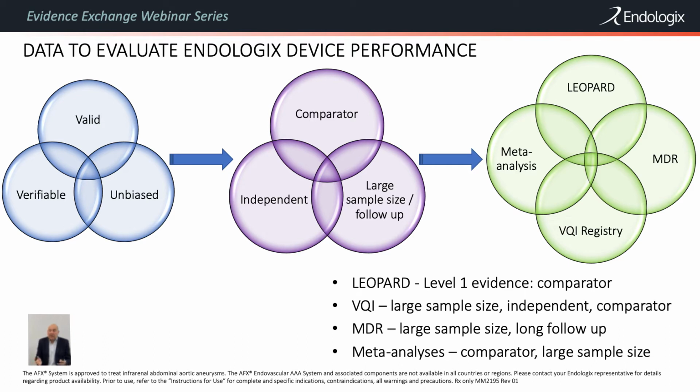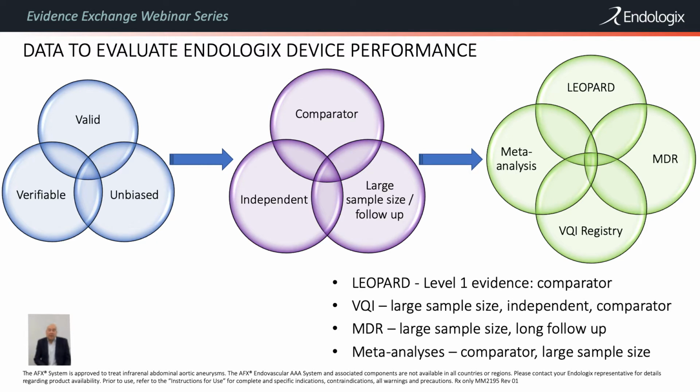So data sets for me, valid, verifiable and unbiased. I think you've got to look for data sets that have a comparator. I think you have to look for some aspects of a data set that are independent and some with a large sample size. And the way we approached that for evaluating AFX was really to look at these data sets. And these are the 4 data sets that I look at pretty much routinely when looking at graft evaluation and graft performance. So we have the LEOPARD trial, which Chris will talk about in a little while.